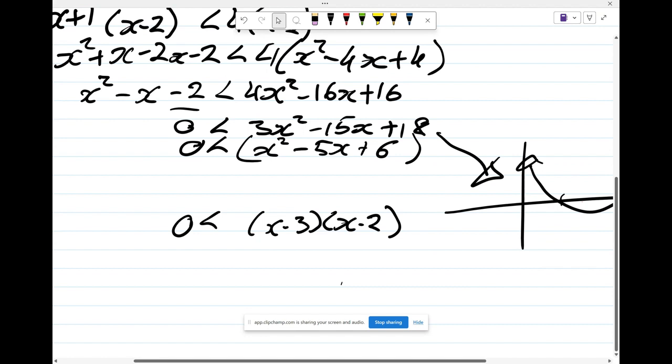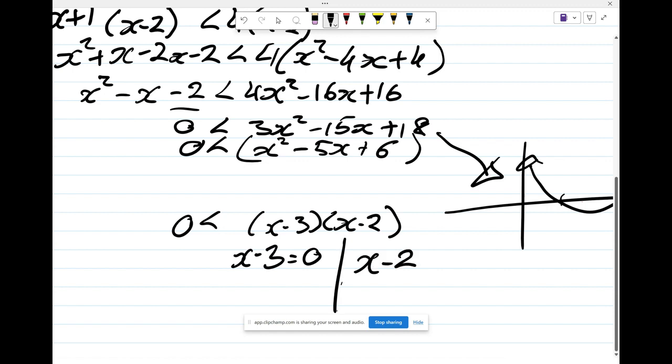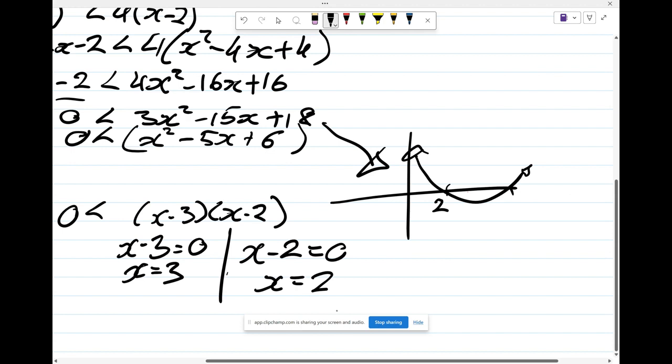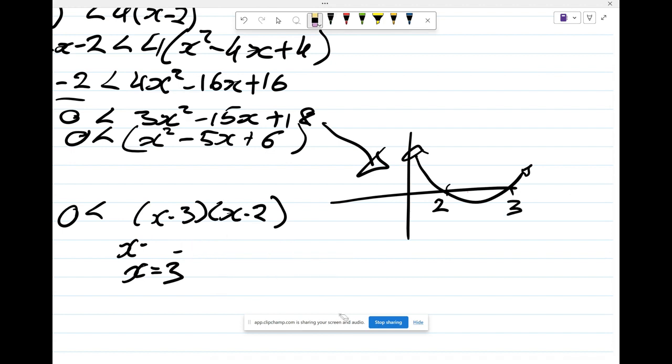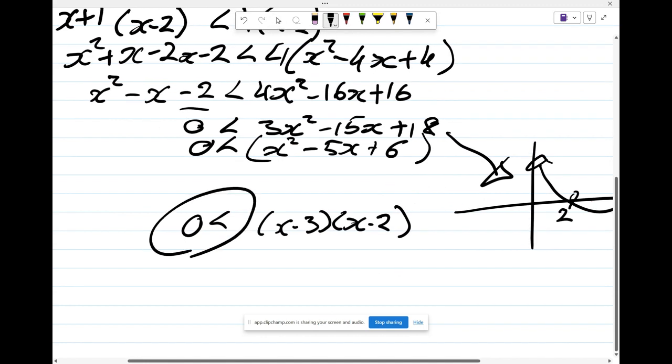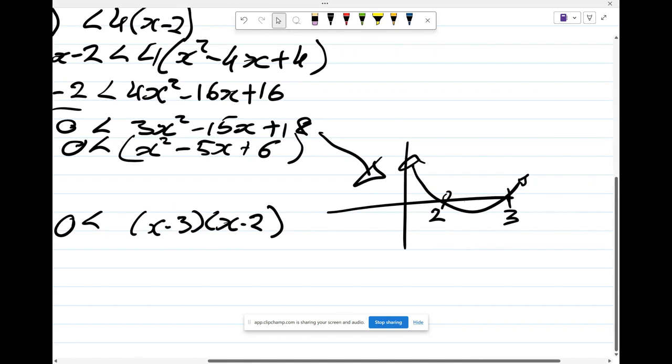Well, we can figure that out pretty easily from our factors. If we let each factor equal 0, then we can figure out where the quadratic is going to be equal to 0. So x is going to be 3 and x is going to be 2. So here is going to be 2 and here is going to be 3. So these are the roots for our equation. And why does that help us? Well, this is where the equation is equal to 0, and we want everything greater than 0. So we want everything above the line.